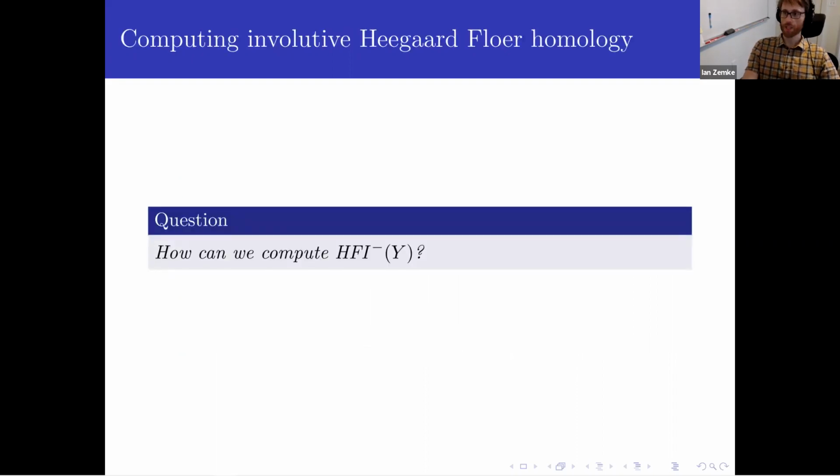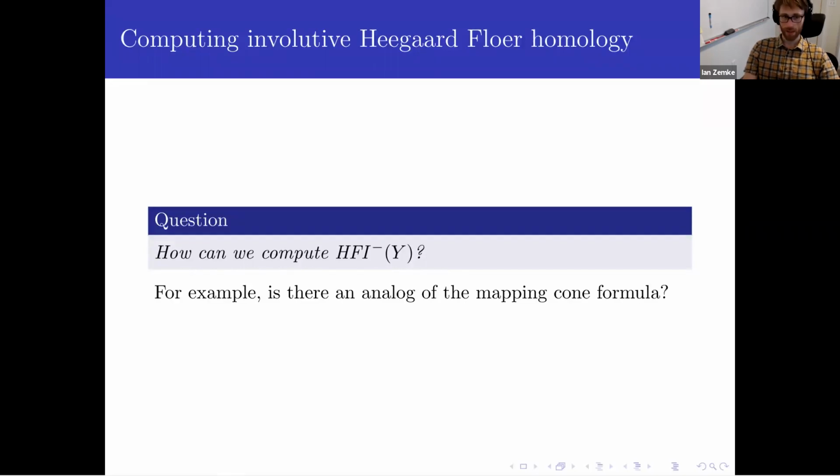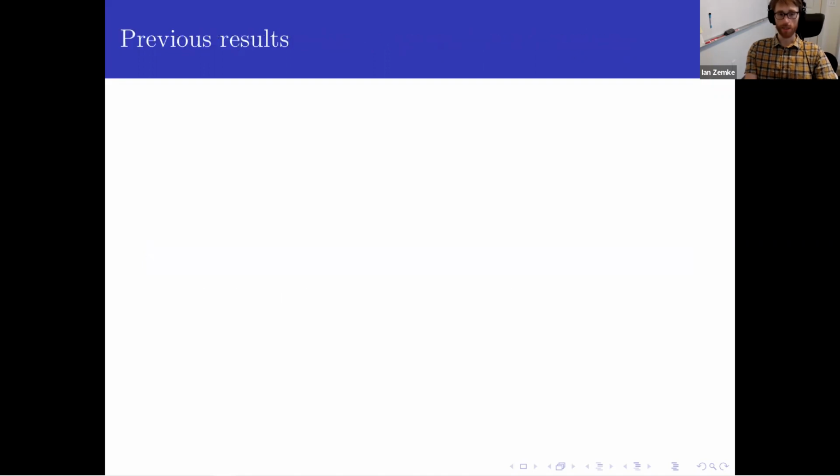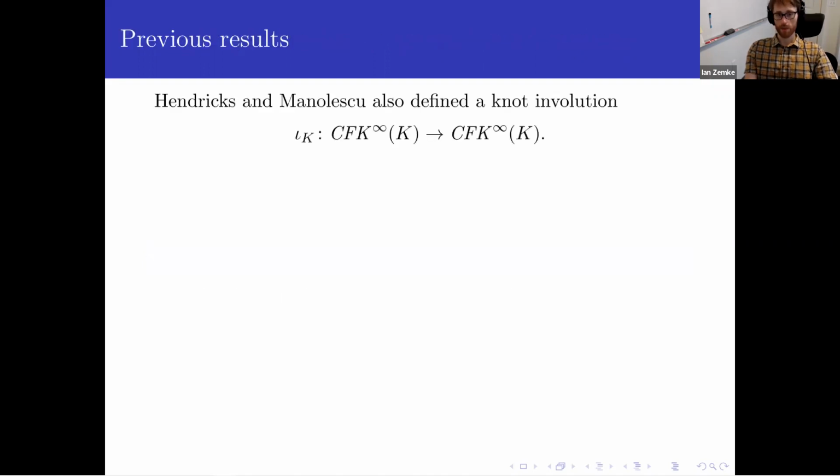So here's a general question: how do we compute Heegaard Floer homology? How do we compute involutive Heegaard Floer homology, HFI minus? A leading example: is there a mapping cone formula? We talked in very gory detail about the ordinary, not involutive, surgery mapping cone formula, so that we would have some language to understand roughly what the maps are. And here are some previous results towards this.